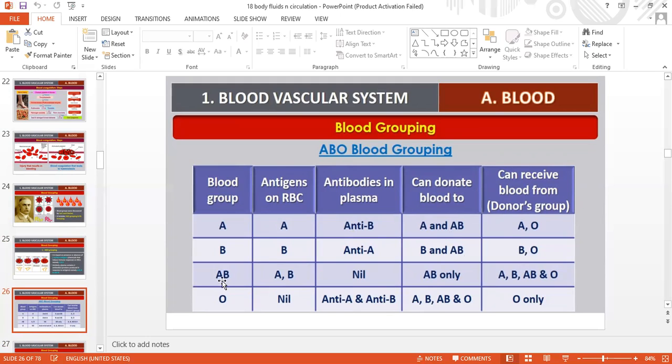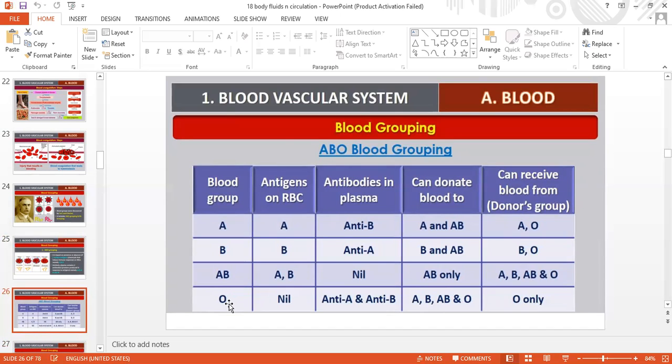Same way, the person having blood group AB has both the antigens, that is antigen A and antigen B, on the RBC, but they do not have any antibodies in the plasma. They can donate blood only to AB, but can receive from A, B, AB, and O. So they are universal acceptor.